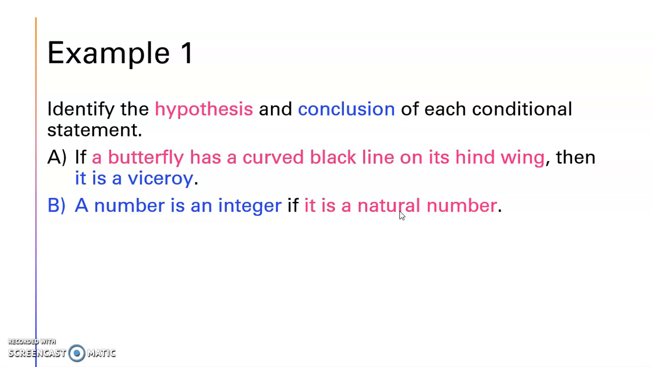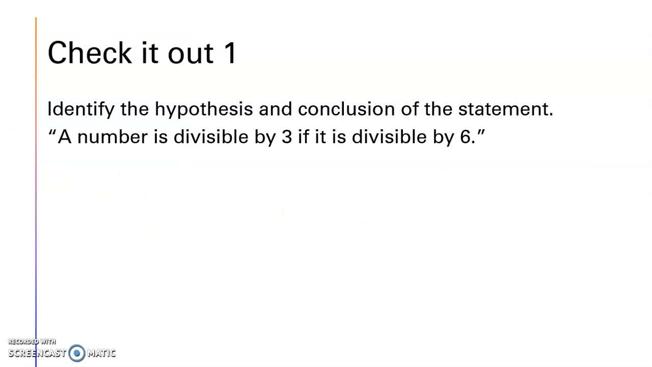So we have another example for you to try. Now this is going to go on a Google Doc that you're going to turn in, and that's going to count as your classwork. In this statement, you need to identify the hypothesis and conclusion. A number is divisible by 3 if it is divisible by 6. So see if you can figure out which parts are the hypothesis and the conclusion, and then move on from this example to see what example 2 is.